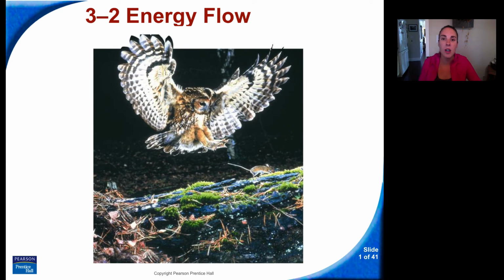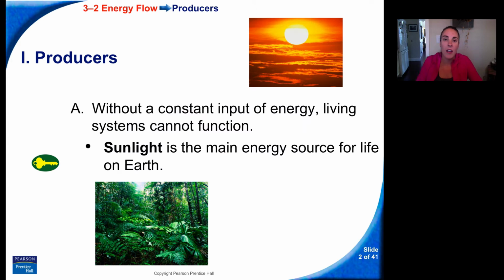Hi, so today we're going to talk about energy flow through ecosystems. And energy starts with producers. Well, in fact, it starts from where producers get their energy from. And so examples of producers are plants. They produce their own food. And plants get their energy from the sun.